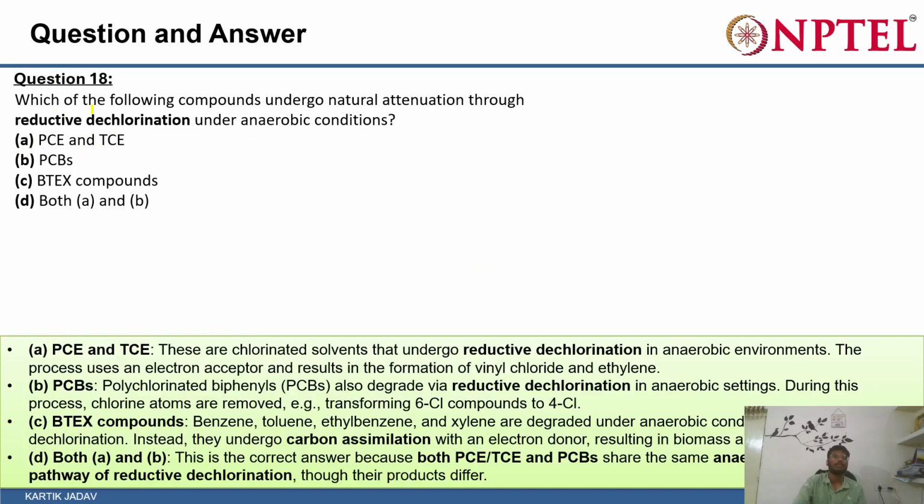Question number 18. Which of the following compounds undergo natural attenuation through reductive dechlorination under anaerobic condition? PCE and TCE are chlorinated solvents and undergo reductive dechlorination in anaerobic environments. The process uses an electron acceptor and results in the formation of vinyl chloride and ethylene. So correct answer is option A. As well, in the case of PCBs, polychlorinated biphenyls also degrade via reductive dechlorination in the anaerobic setting. So both are correct options, so correct answer is D.